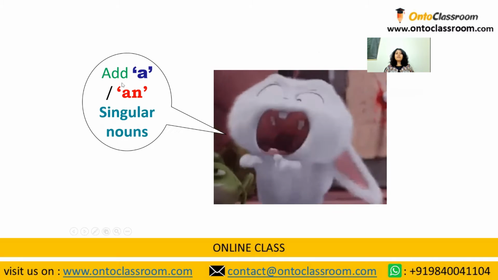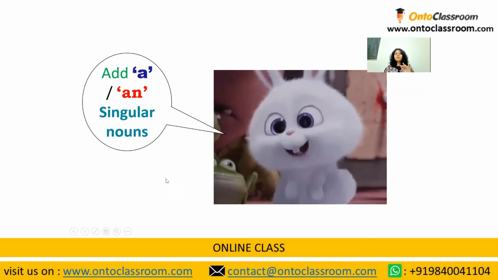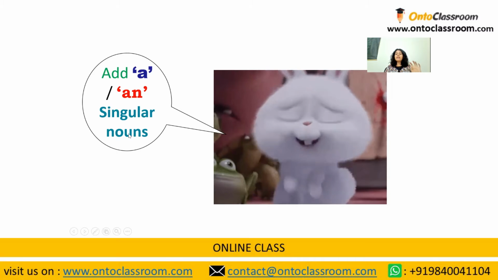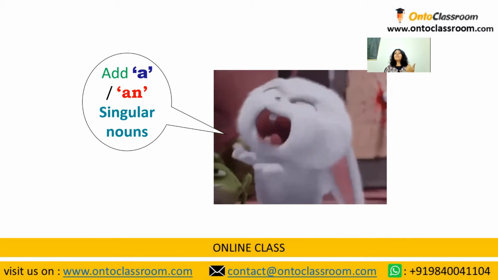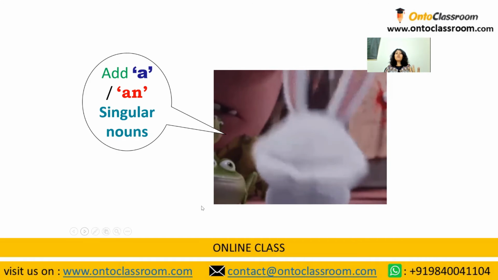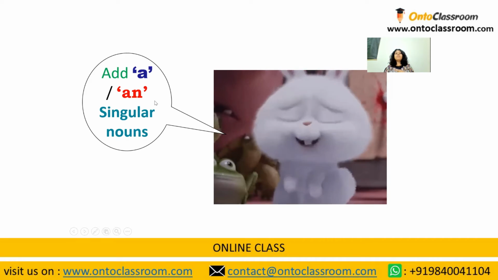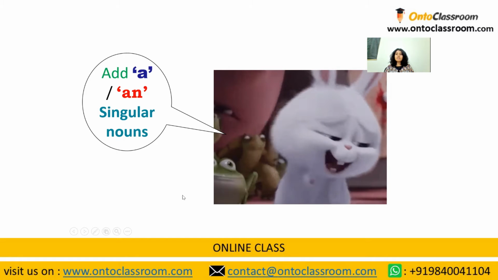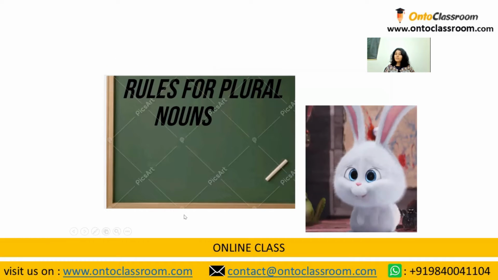If a noun is starting with a vowel sound, you will be adding an. A, E, I, O, U are vowel sounds. So if a noun is starting with a vowel sound, you will be adding an: an egg, an apple, an umbrella, an ice cream. So for pointing out a noun which is starting with a vowel sound, when it is only one noun, you will be adding an. But for the nouns which are starting with consonant sounds, you will be adding a. For example, a flamingo.